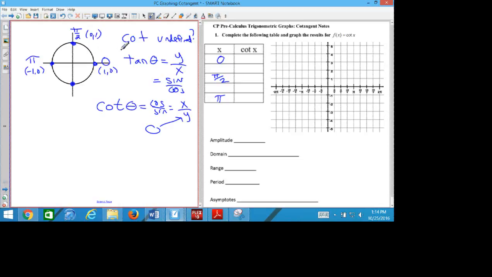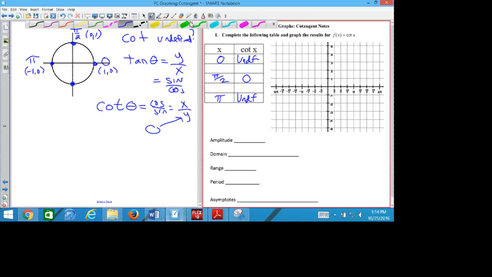So what is the value? Let me fill this in real fast. What is the value of cotangent at pi over 2? 0, right? So we're doing x over y. We're doing 0 over 1. So now I need what's in between those. What's in between 0 and pi over 2?